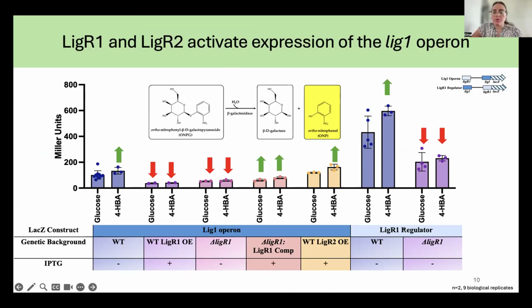And similarly, when we overexpress LigR2, we see that the expression of the Lig1 operon increases in the presence of 4-HBA. Now, because IclR transcriptional regulators have an autoregulation mechanism to influence their own expression, we also looked at that. And in the case of the LigR1 regulator, we can see that it has high expression under glucose, and this is further induced when you add 4-HBA. And similarly, when we knocked out LigR1, the expression of the LigR1 regulator decreases, but it's not completely suppressed. So these overall indicate that LigR1 and LigR2 activate expression of the Lig1 operon.